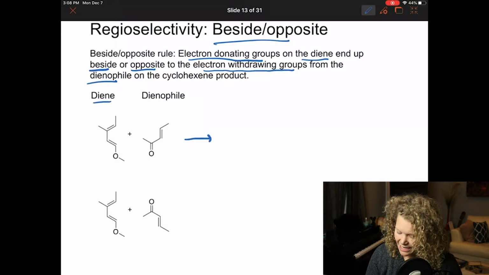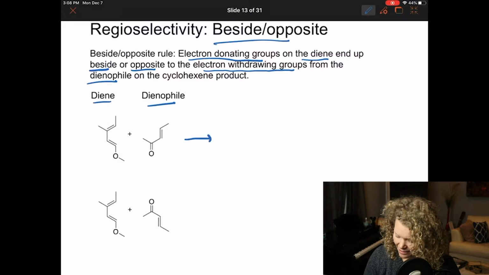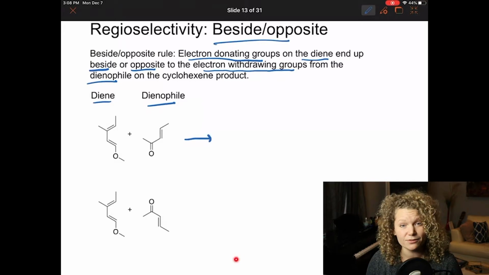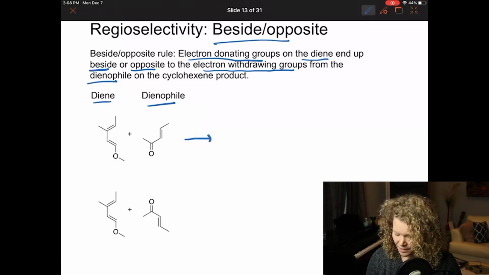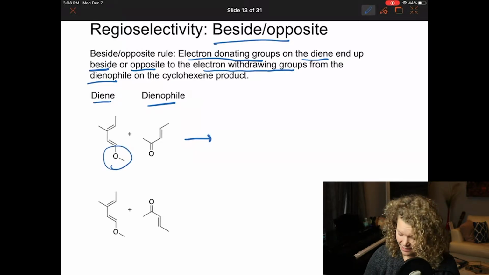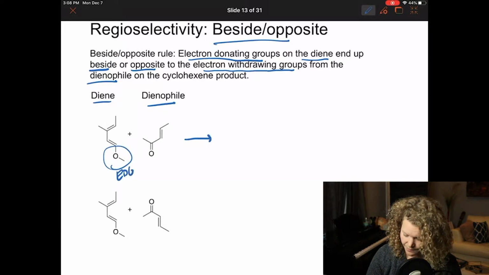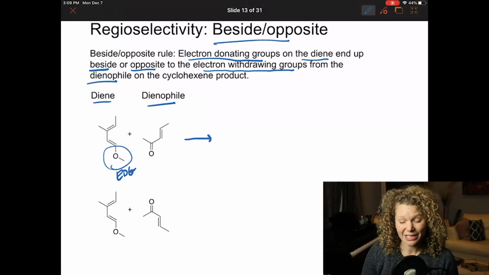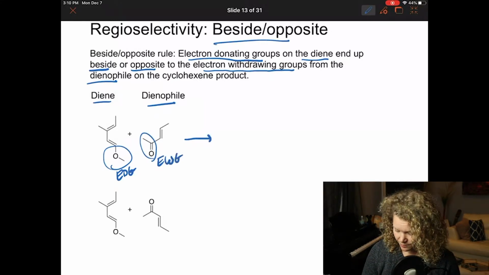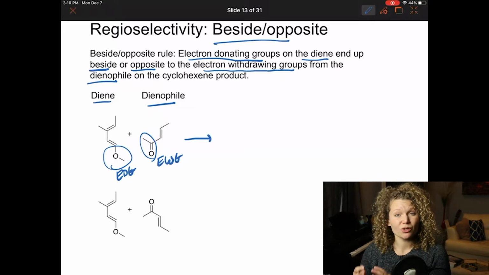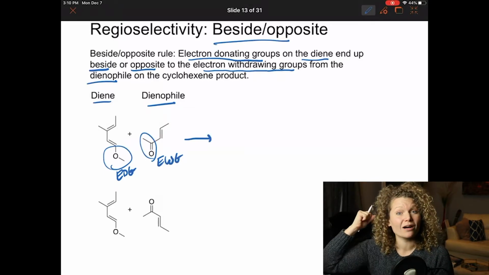So here we have our diene and our dienophile. In our top reaction, you'll see that we have a diene here on the left and a dienophile on the right. On our diene, we have this methoxy group, and that is our electron donating group. On our dienophile, we have our ketone, which is our electron withdrawing group. These 2 groups should either be right beside each other or opposite.